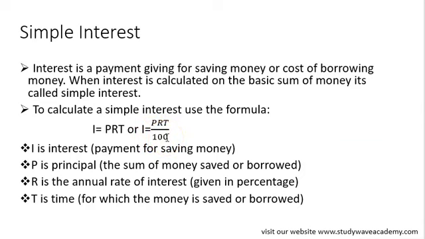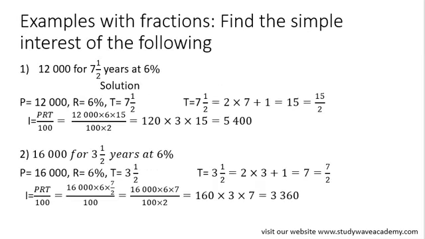Good. So now we're going to be looking at examples to know how to solve simple interest that has fractions in them. Are we ready? Okay, let's go. One of the examples with fraction: find the interest of the following. Number one says 12,000 for 7.5 years at 8%.